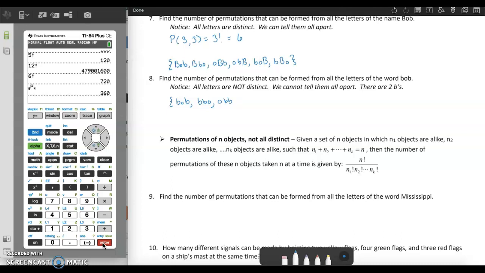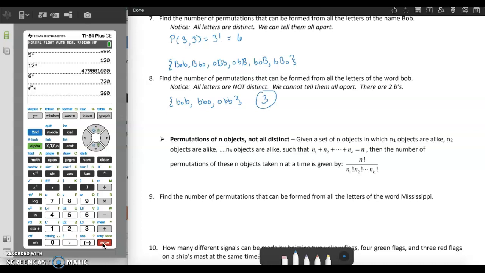If you try rearranging those any other way, you're going to get something that you've already got. So there are only 3 ways to do this whenever we have objects that are not distinct. So what this leads us to is, what is our rule if we want to permutate n objects that are not all distinct?